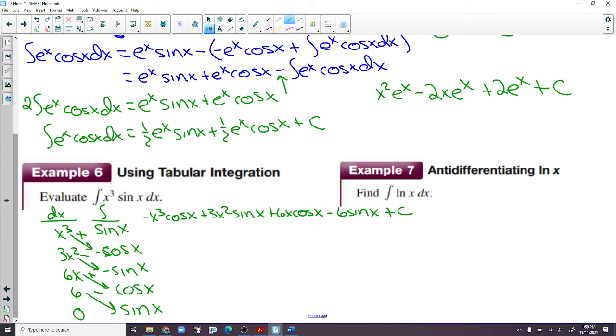Well, what is the antiderivative of natural log of x? We're going to let u equal the natural log of x. And we're going to let dv equal, well, the only thing left after I grab natural log of x is dx, or in other words, 1 dx. du is equal to 1 over x dx. And if I integrate, v is equal to x.